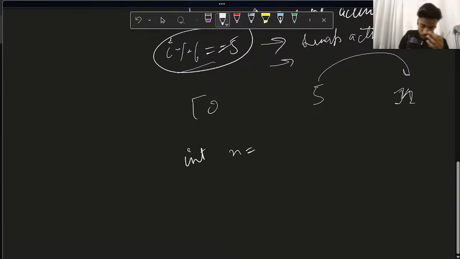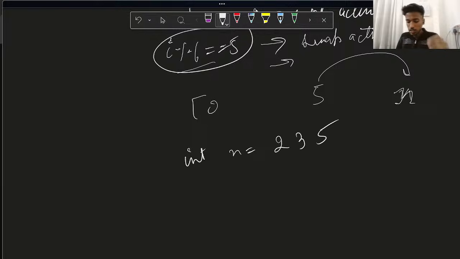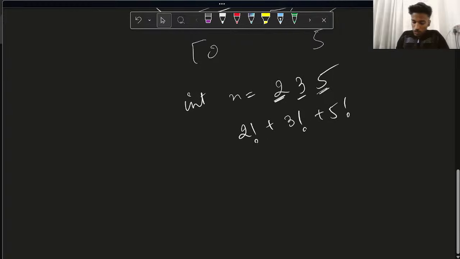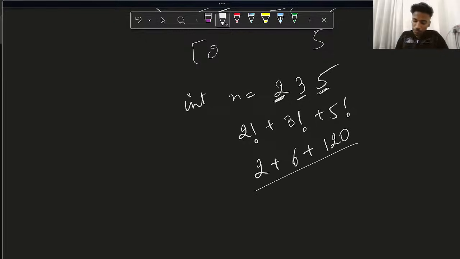Okay, and suppose 235. Okay, this is an integer. And what you need to find is, you have to calculate the sum of factorial of its individual digits. Like you have to calculate 2 factorial plus 3 factorial plus 5 factorial. Okay, so what is 2 factorial? 2 plus 6 plus 5 factorial, I think is 120. Okay, so it becomes 128.